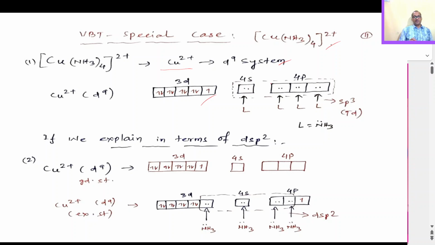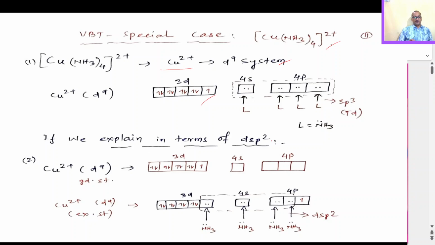So we have 4s orbital and 4p orbitals. What will happen? This is one possibility, that one 4s orbital and 3 of the 4p orbitals will give rise to sp3 hybrid orbitals. Once these sp3 hybrid orbitals are formed, the 4 ammonia ligands will donate their pair of electrons to these hybrid orbitals, forming the [Cu(NH3)4]2+ complex.